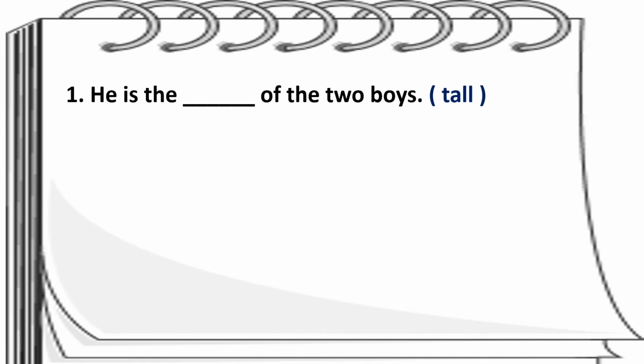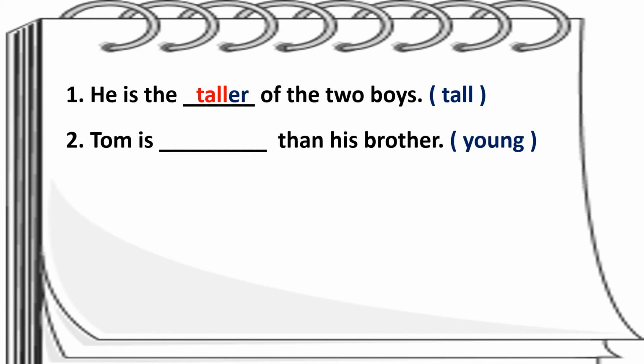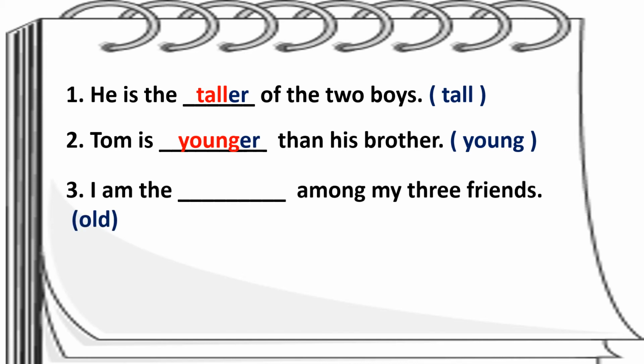We are now going to use the adjectives in context. We are going to use them in sentences. He is the something of the two boys. The adjective we are going to look at is the word tall. Now you are comparing two boys. Therefore, we say he is the taller of the two boys. Tom is something than his brother. We have young. So you are comparing Tom with his brother. You are comparing two persons. Therefore, we say Tom is younger than his brother.